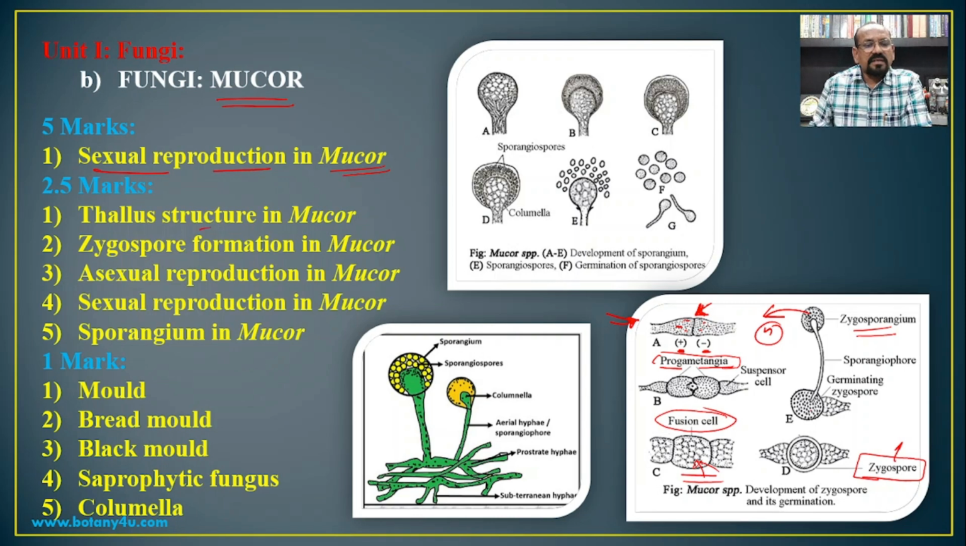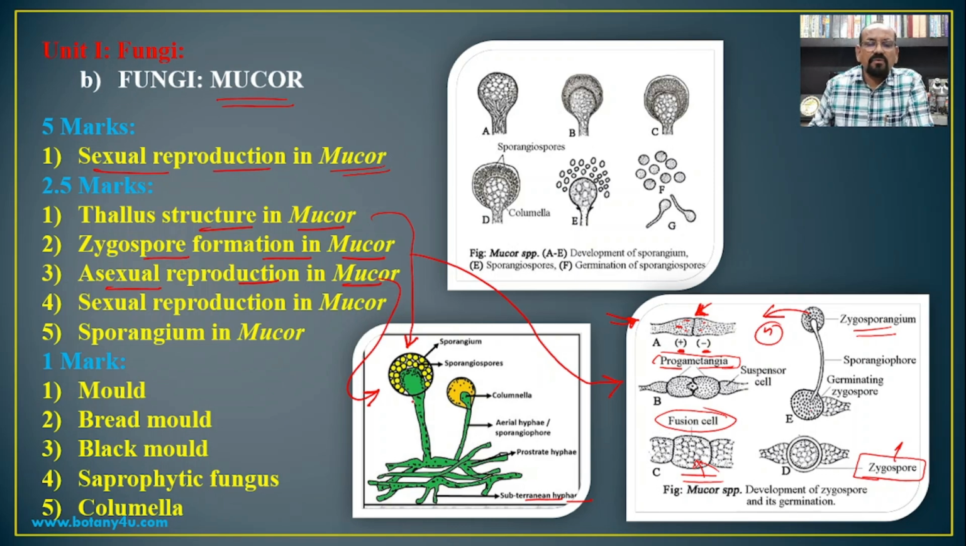Then thallus structure in Mucor. In thallus structure, we have to provide the data regarding the structure of hyphae and the formation of reproductive structures on it. Then zygospore formation in Mucor, again it is sexual reproduction in Mucor. Then again a 2.5 mark question, that is the asexual reproduction in Mucor, and the asexual reproduction in Mucor is the formation of a sporangium and spores.